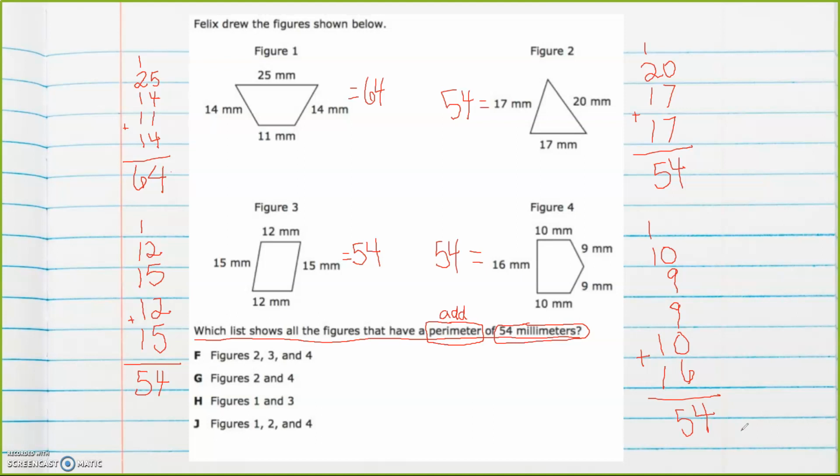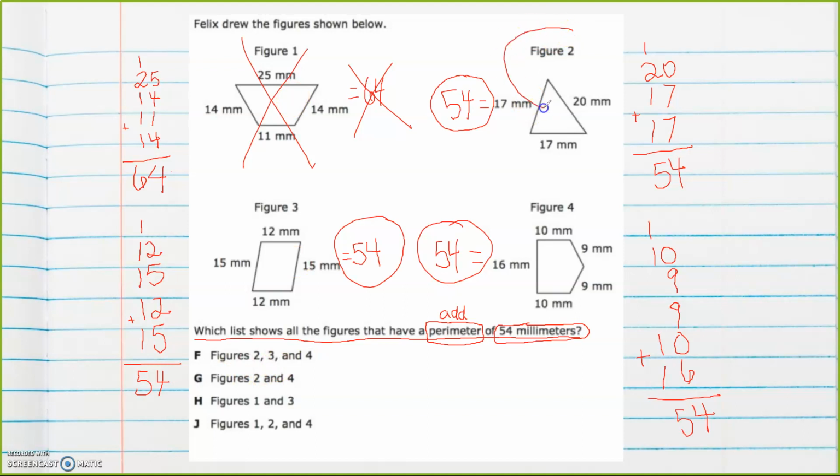Okay, let's go back to our question. Which list shows all of the figures that have a perimeter of 54 millimeters? So, this one's 54, this one's 54, and this one's 54. The only one that's not 54 is figure 1. So I know figure 1 is not going to be in my answer choices. I'm looking for figure 2, figure 3, and figure 4. 2, 3, and 4, which is the answer F.